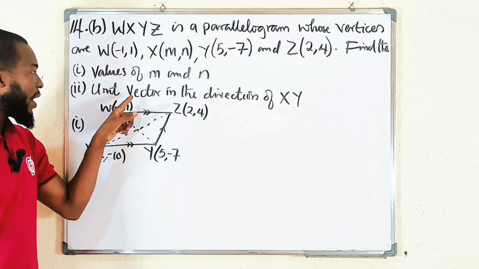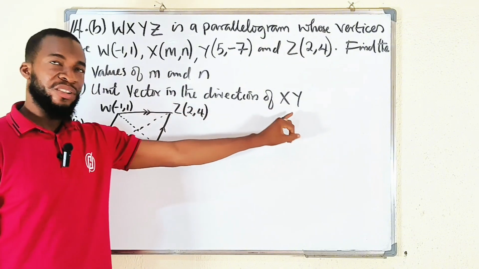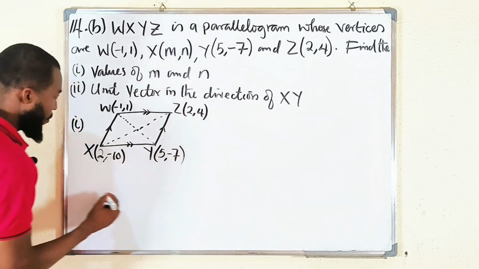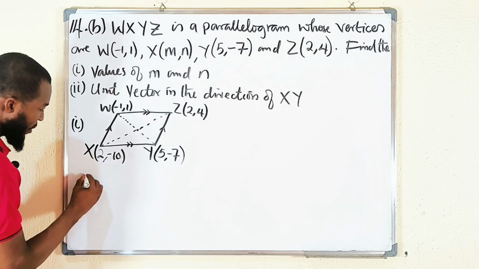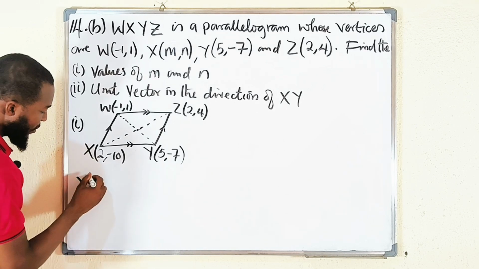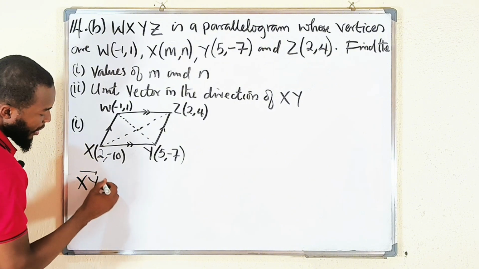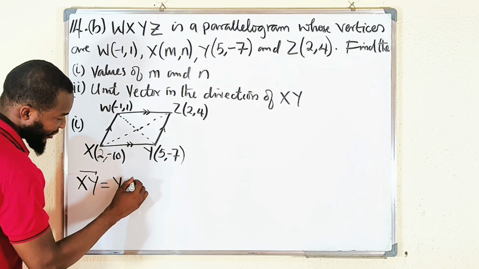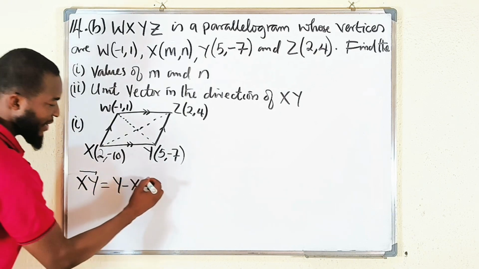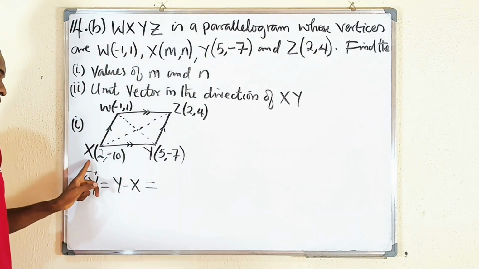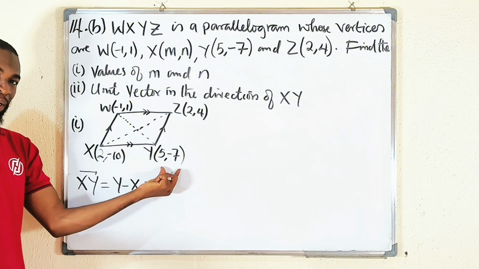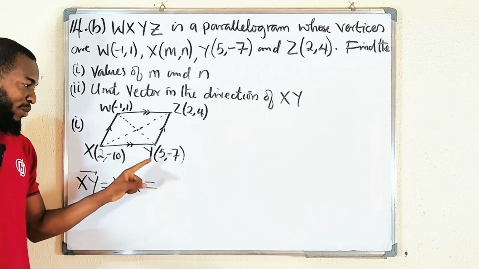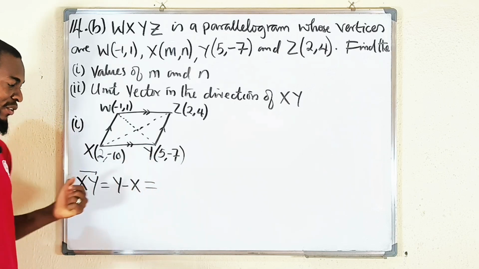Now, the second part, we are asked to find the unit vector in the direction of what? XY. So we need to find XY first. What is going to be that vector XY? It is going to be the position vector Y minus the position vector X. This is XY, so you take this component, you subtract this component. Because we are moving to this direction, it means that this minus this will give you that vector.